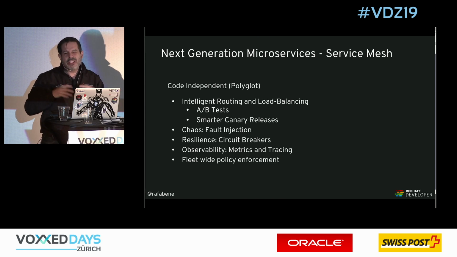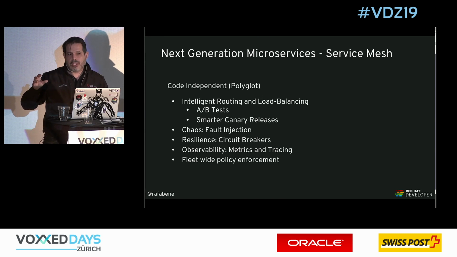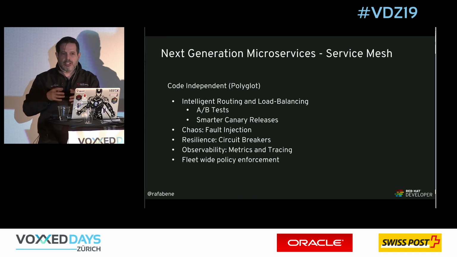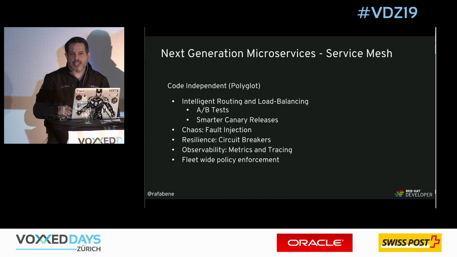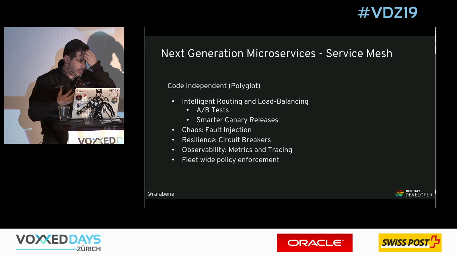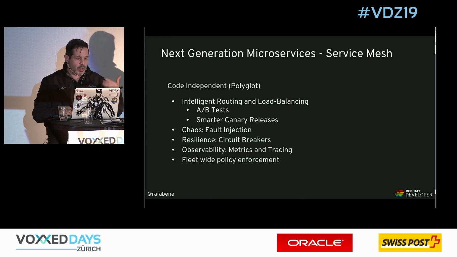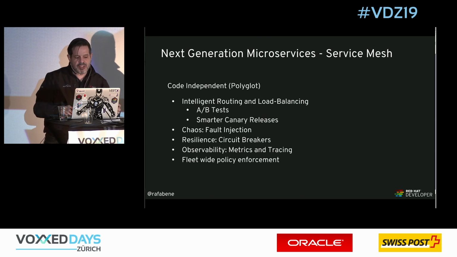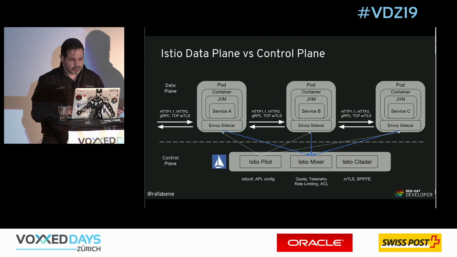Now, you can use that for smarter Canary release. You can release the version 2.0 and make it accessible just inside your company. Then you can change the rule and say, now only people inside Switzerland will see that version. Now worldwide can access that version. You can perform chaos testing. We'll see that. I'll talk more about resilience, circuit breakers, observability, and of course you can have fleet-wide policy enforcement.